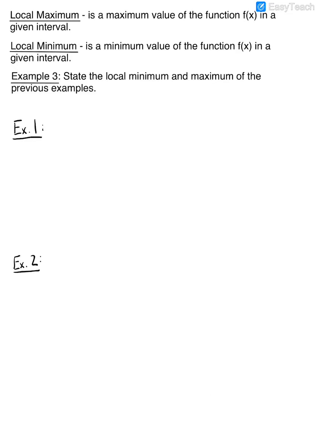Now we're going to talk about those local mins and local maxes. So a local max is just a maximum value on your function in a given interval, and a local min is a minimum value of the function in a given interval. So for this, we want to look back at our previous examples and locate what those mins and maxes are.